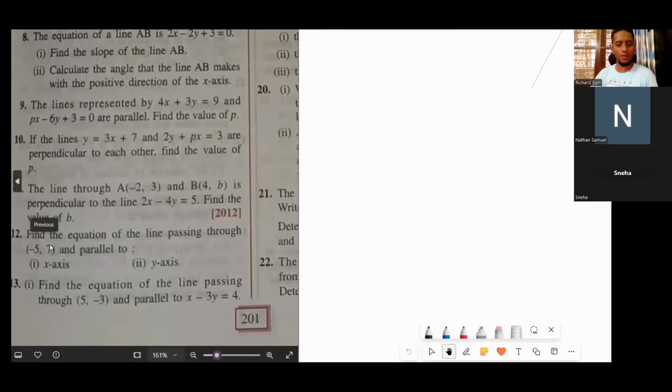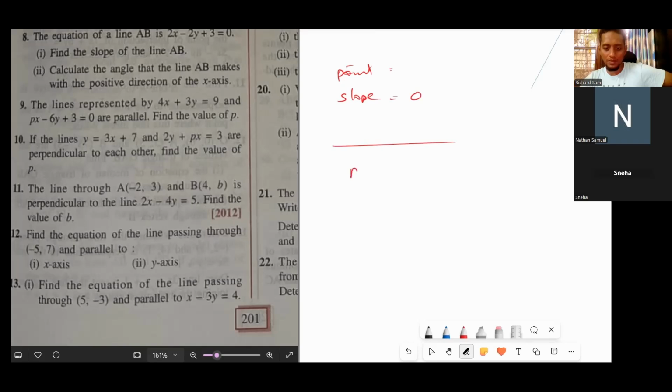Alright, question 12. Find the equation of the line passing through one point and parallel to the x-axis, and also parallel to the y-axis. So what do we know about this line? We have one point, and if the line is parallel to the x-axis, then we have the slope. What's the slope of this line? Any line parallel to the x-axis, its slope will be 0. In the second case, we have a point and the slope. Here, what is the slope? Parallel to the y-axis? Infinity. So that's where you're having a doubt. How to apply that?